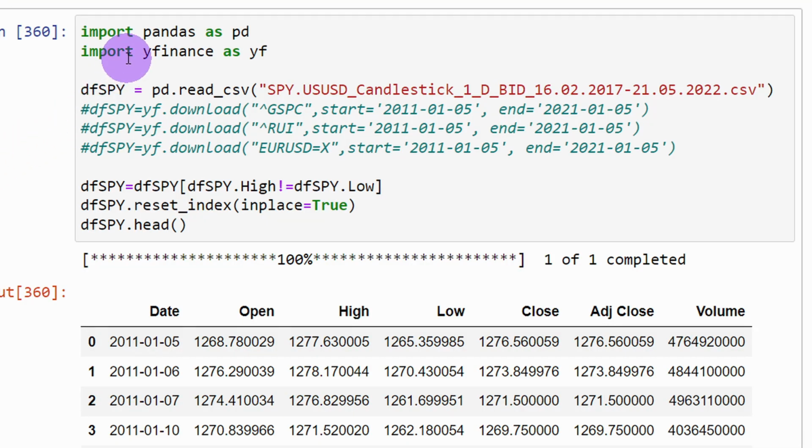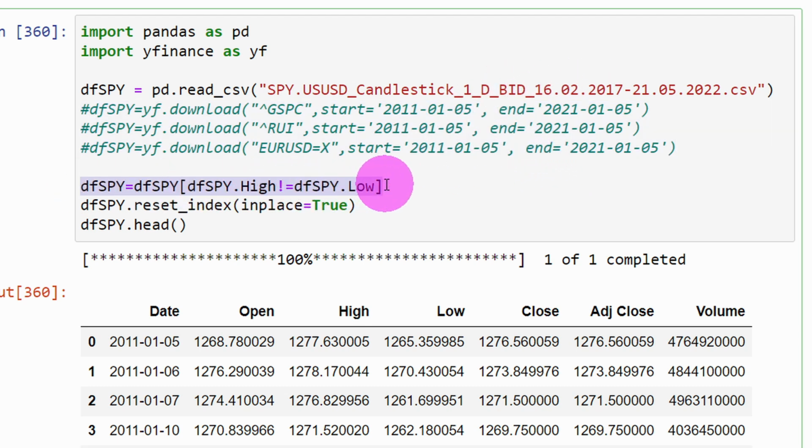I'm starting by downloading or reading data. I'm using pandas. I'm loading a data frame, the SPY US dollar. This is the S&P 500 related stock market, the daily charts, going from the 16th of February 2017 up to 21 of May 2022. Later on, we are going to experiment on different stocks and for different periods of time. But for now, we're starting with the first example.